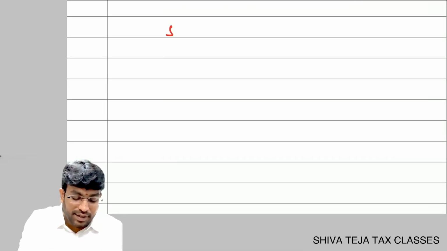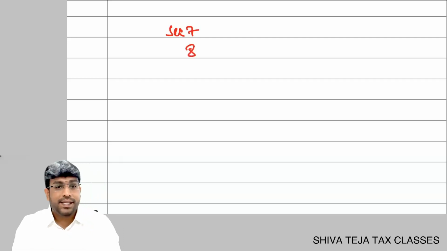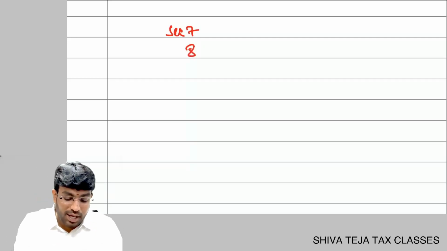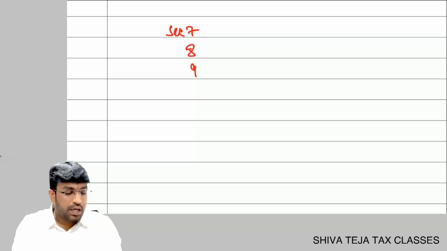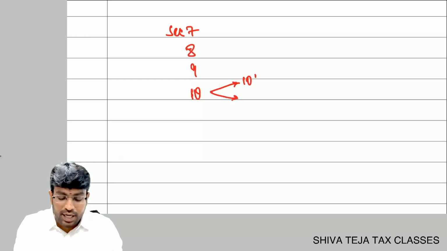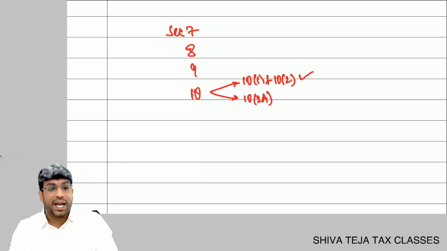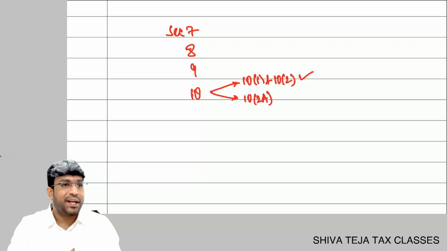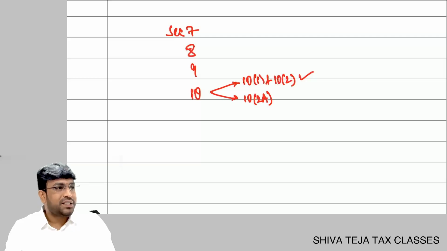Tell me, my dear friends, what is section 7? Supply. Section 7 deals with the concept of supply. Section 8 deals with taxability of composite supply and mixed supply. Section 9, charge of GST. Section 10, composition scheme. And in that we learnt about two categories, 10-1 and 10-2, and the other one, 10-2A. 10-1 and 10-2 are applicable for how many categories? What are the three categories? Manufacturer, trader, restaurant and catering service provider.